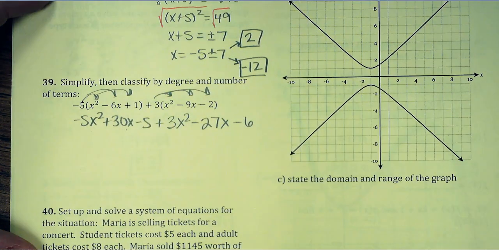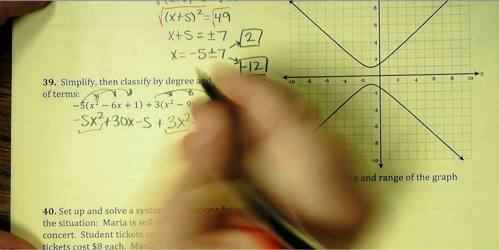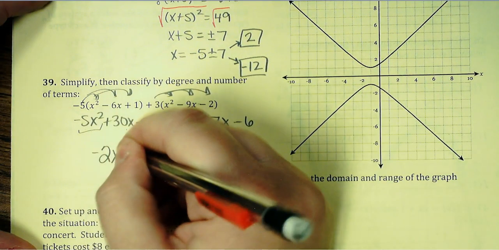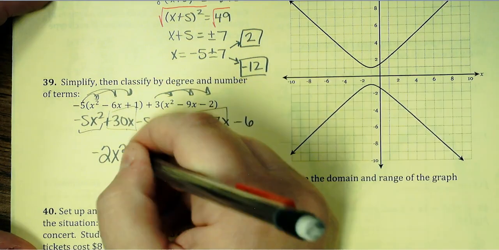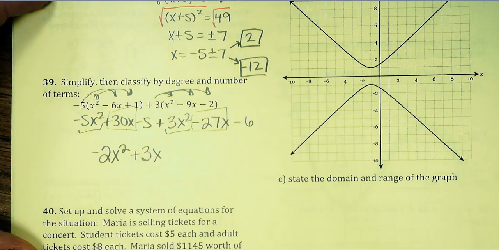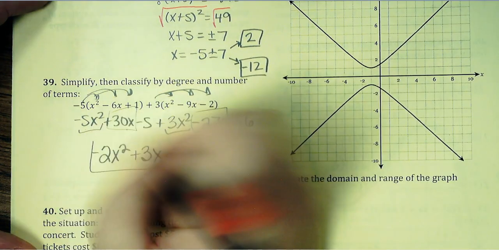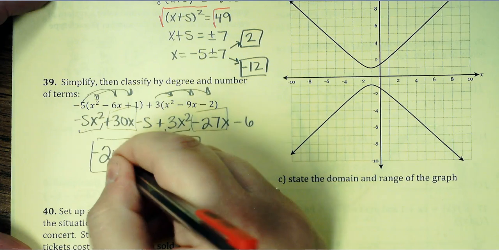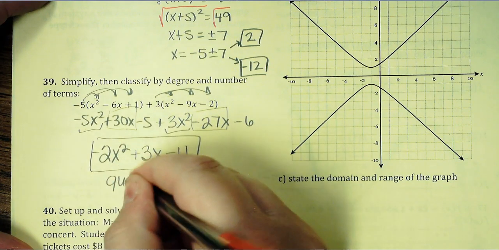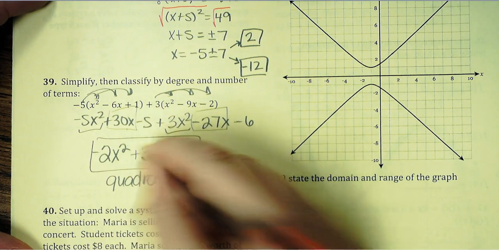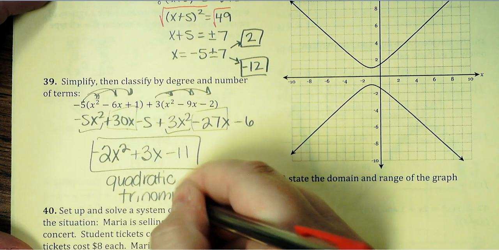Then we're just combining like terms here. Negative 5x squared, 3x squared, negative 2x squared. 30x minus 27x would be a 3x. And negative 5 minus 6 is negative 11. By the degree, this is a second power, x to the second, so this is called quadratic. And I have 1, 2, 3 terms, so trinomial for the name here.